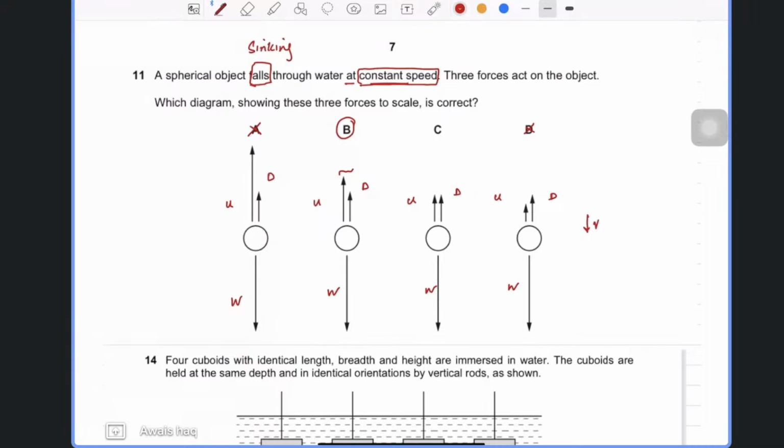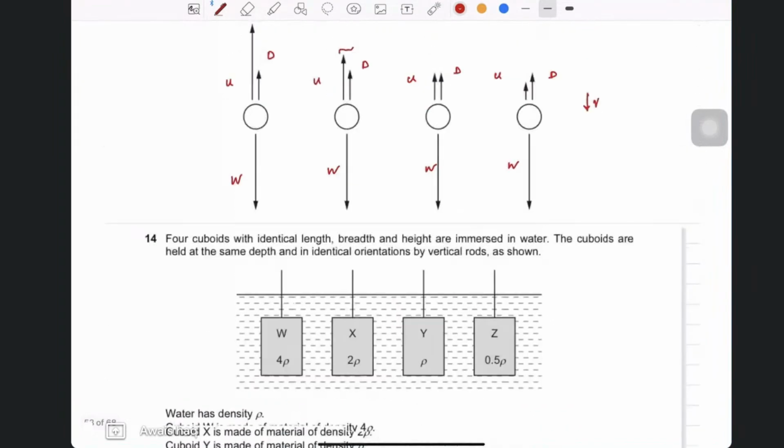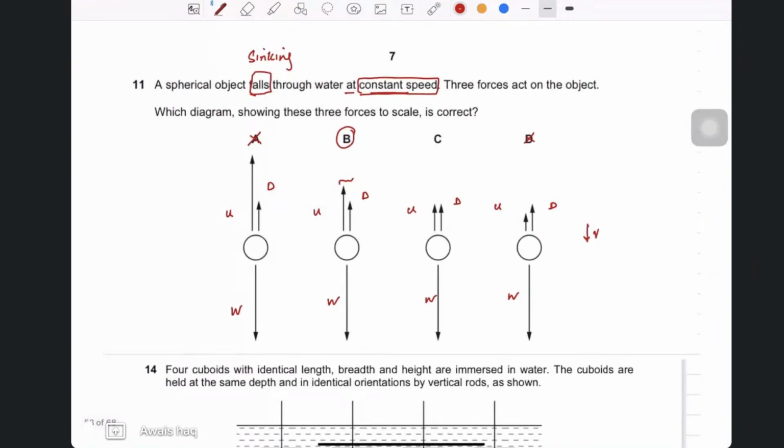Sir, did you mean both of the upward forces should be equal to the one at the bottom? Yeah, their sum should be equal to the force at the bottom. In this particular question, if it was rising, then obviously it would be flipped upwards, right? Upthrust would be biggest, and then drag and weight would be down, like that.